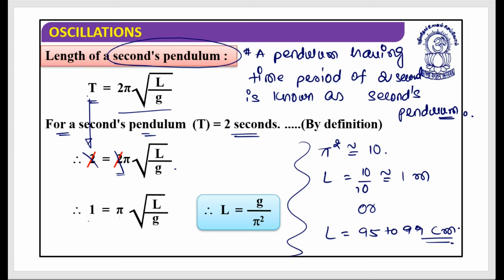Whatever options you are given, you need to choose accordingly. So this is the length of the seconds pendulum. Please keep this in mind. And one more very important thing is its time period. The time period of a seconds pendulum is 2 seconds, because when we hear seconds pendulum, our mind generally thinks it is a pendulum having a time period of 1 second, and there is a chance of making a mistake. So please understand and keep in mind that a seconds pendulum has a length of approximately 1 meter and a time period equal to 2 seconds.